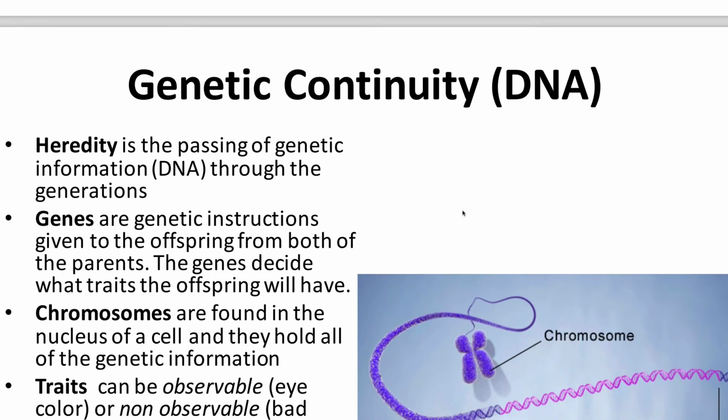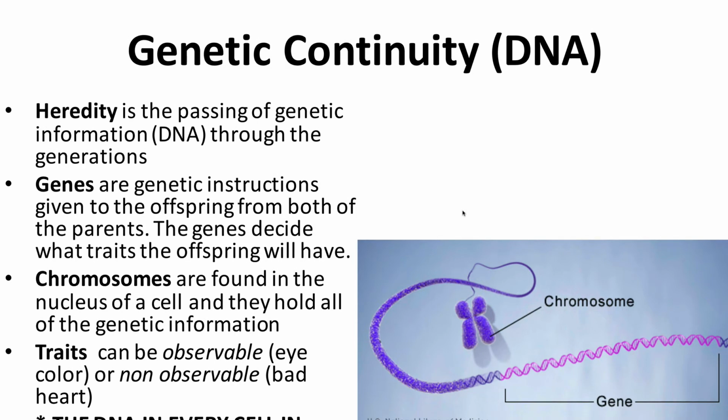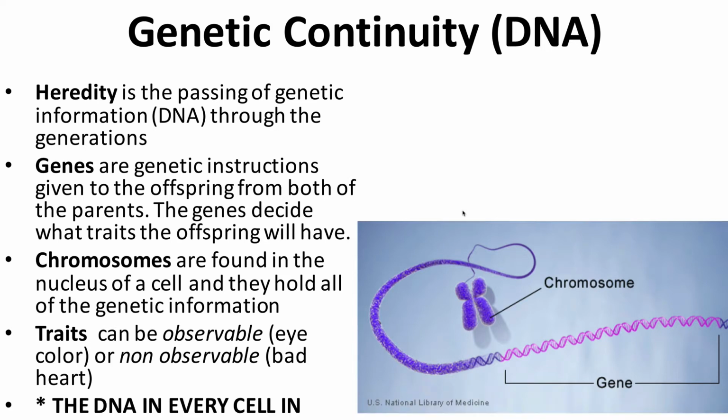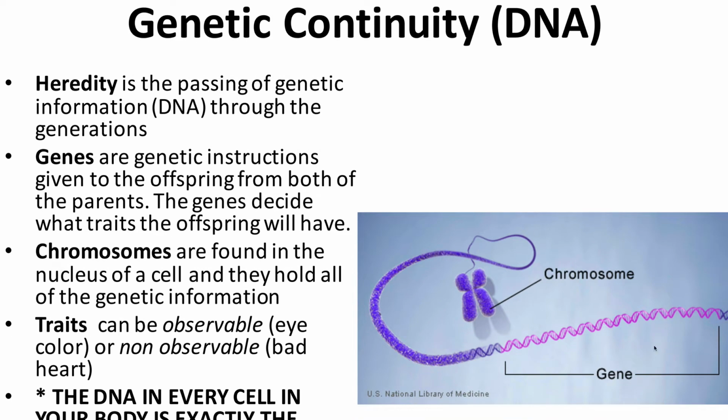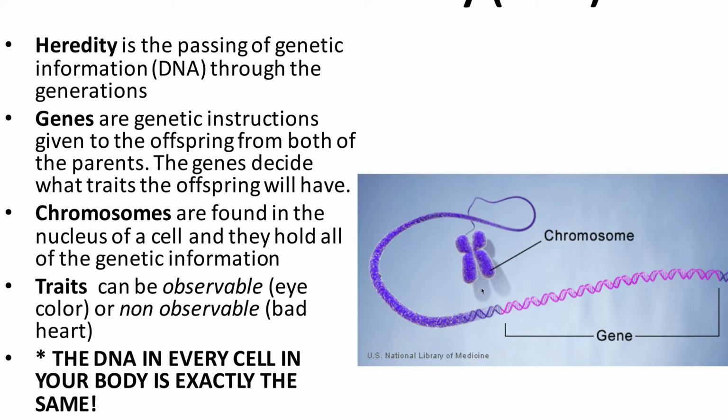All right, Chapter 2, Reproduction. Genetic continuity. Okay, I don't like DNA that much at all, but let's just talk about it. So you have the idea of genes. The biggest title is DNA. Then you have genes, or specific portions of it. And then you have chromosomes that are even smaller. Those have all the genetic information. And then you have traits, which are things that are observable.